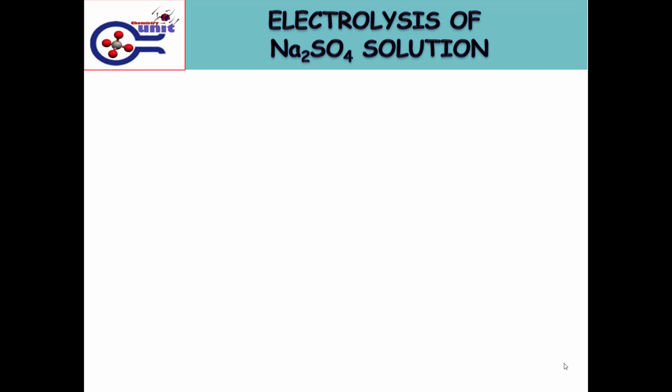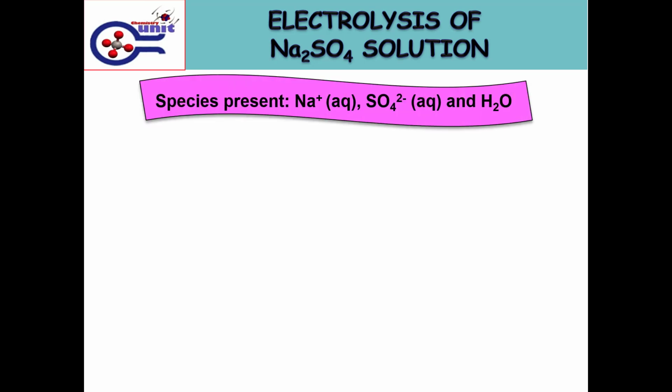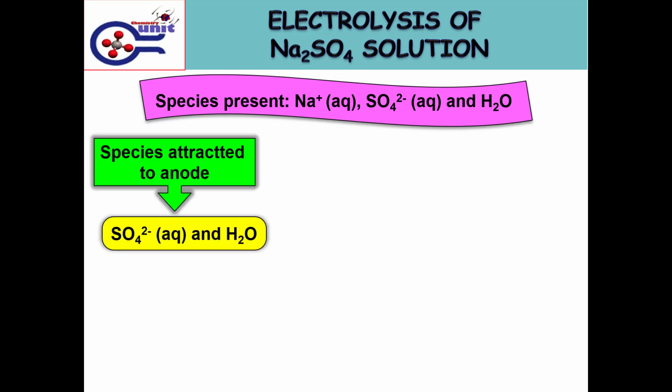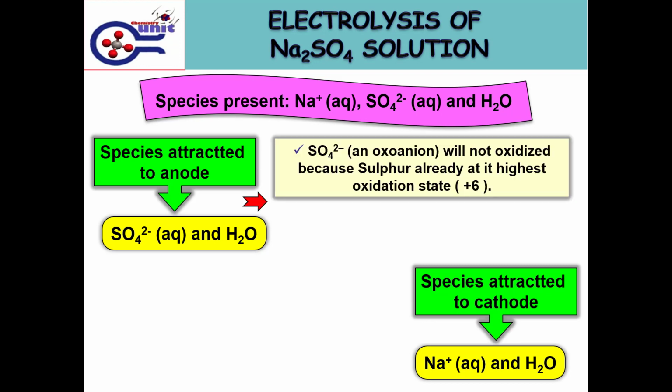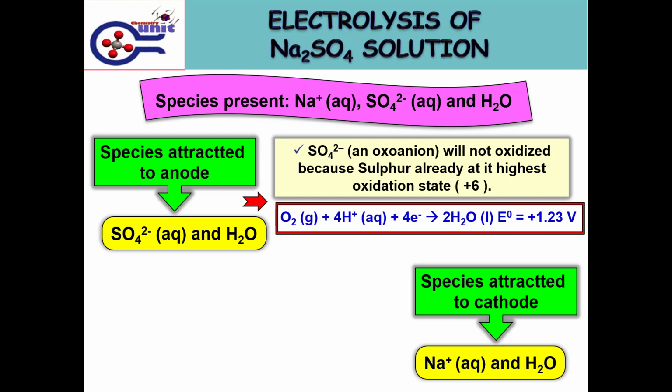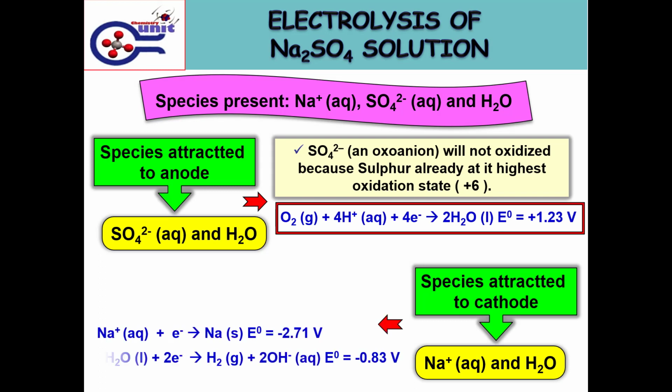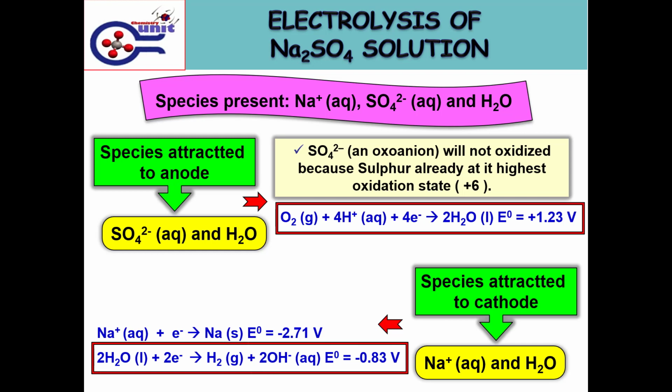Next, we continue with electrolysis of sodium sulfate solution. As in the previous example, we start by identifying the species present in the solution. There are sodium ions, sulfate ions, and water. Sulfate ions and water will be attracted to the anode, while sodium ions and water are attracted to the cathode. At the anode, sulfate ion is an oxoanion, so it will not be oxidized because sulfur is already at its highest oxidation state. So, at the anode, water will be oxidized. At the cathode, since water has a more positive electrode potential, water will be reduced.